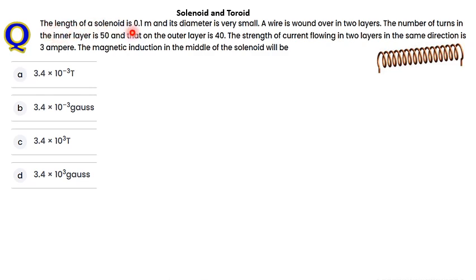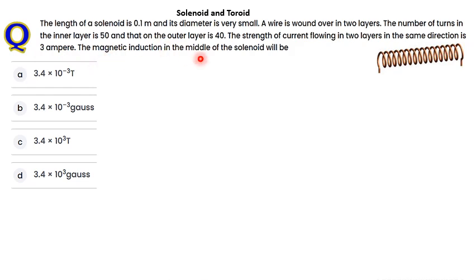The length of the solenoid is 1 meter, and the diameter is very small. A wire is wound into two layers. There are two layers, one outer and one inner. The inner layer has 50 turns, and the outer layer has 40 turns. What they have given is that the current flows in the two layers in the same direction. The value is 3 ampere.